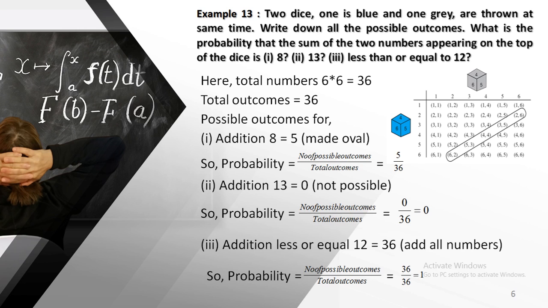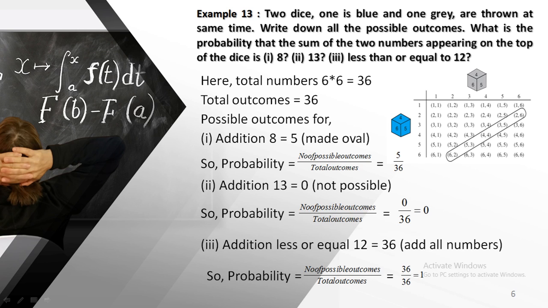It's example 13 from your textbook and it is very important for the exam. Now the question is: two dice, one blue and one grey, are thrown at the same time. Write down all the possible outcomes. What is the probability that the sum of the two numbers appearing on the top of the dice is...? Right, first of all I have written all this over here. Now one is blue and the second one is grey, right?